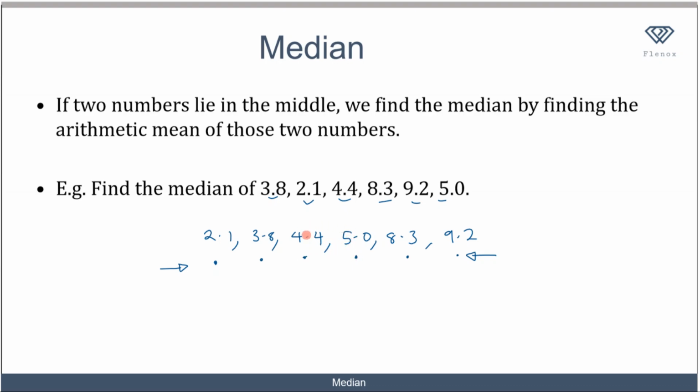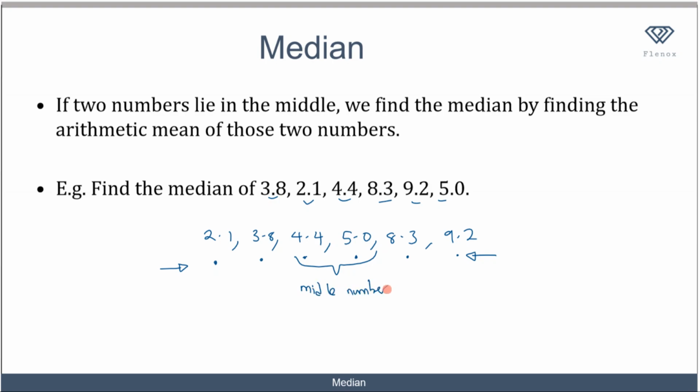So those two numbers that are at the center, because there is no single value in which both of them can coincide, are referred to as the middle numbers. So when the total number of numbers in the distribution is even, you get to have two numbers in the middle. In this case, we have what? 4.4 and 5.0 as the middle numbers.